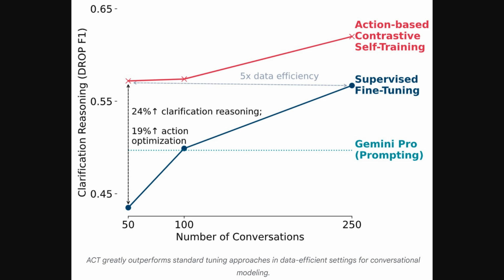You can see that even with just 50 conversations, action-based contrastive self-training achieves a 24% improvement in clarification reasoning and a 19% improvement in action optimization over supervised fine-tuning. It also surpasses the performance of Gemini Pro using prompting with the same limited data, showcasing really strong data efficiency. In fact, the graph indicates it can be up to 5 times more data efficient in some cases.